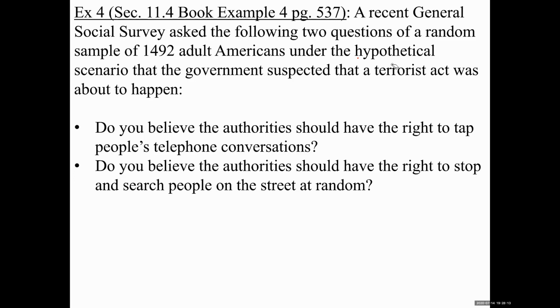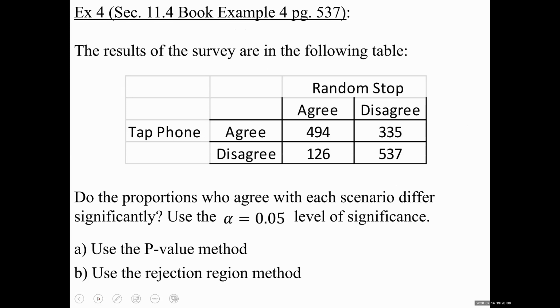Then the second question is, do you believe that they have the right to randomly stop people and search them? They asked these two questions of these 1,492 adults, and they formed a contingency table because they're going to give me a yes or no for this, and a yes or no for this. Based on the answers, we get a table. Here's the table here.